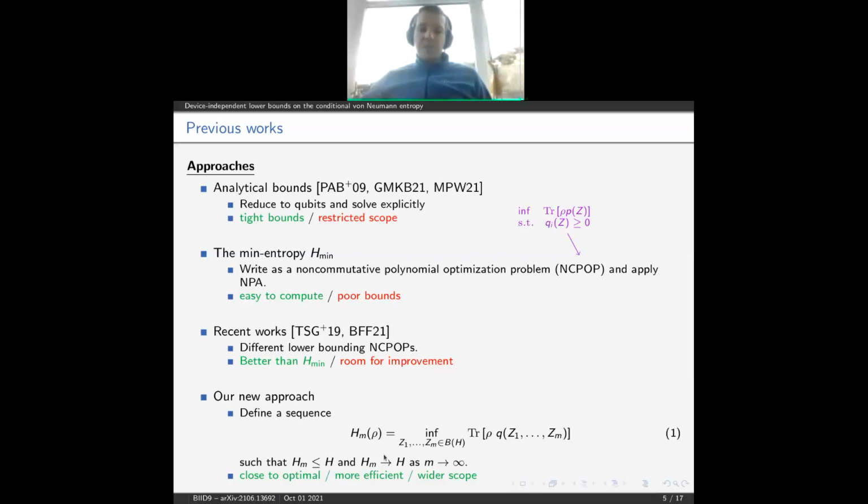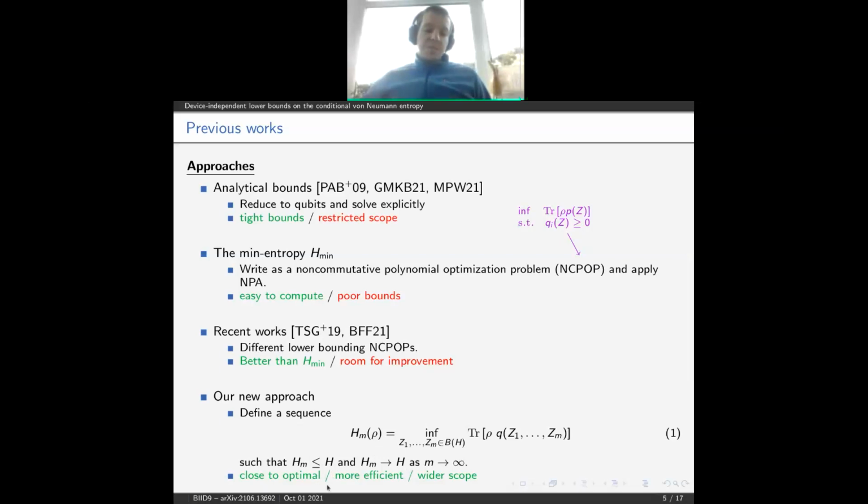But what we also look for is that these quantities actually converge to the conditional von Neumann entropy as m tends to infinity. So this allows us to at least hope, at least theoretically, that our approach should converge to the optimal values. And what we find when we apply this in practice is that we do end up, in a lot of cases, very close to the optimal bounds.